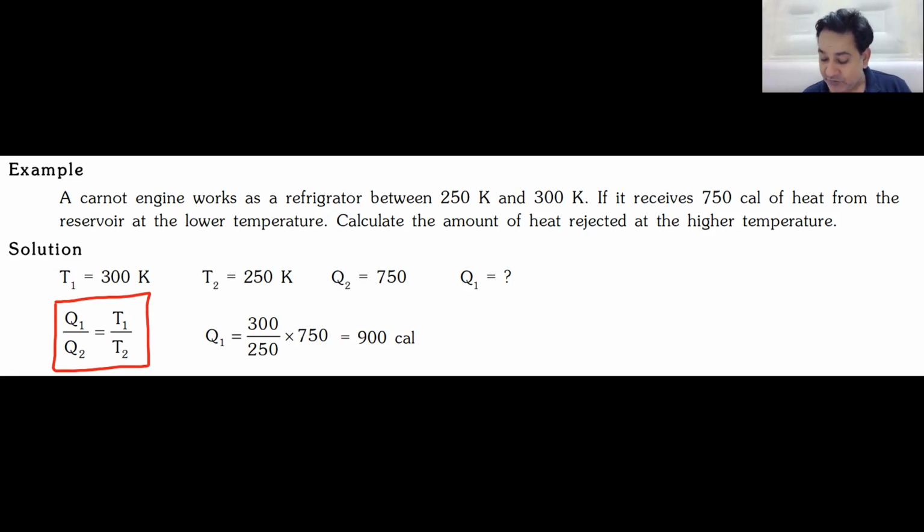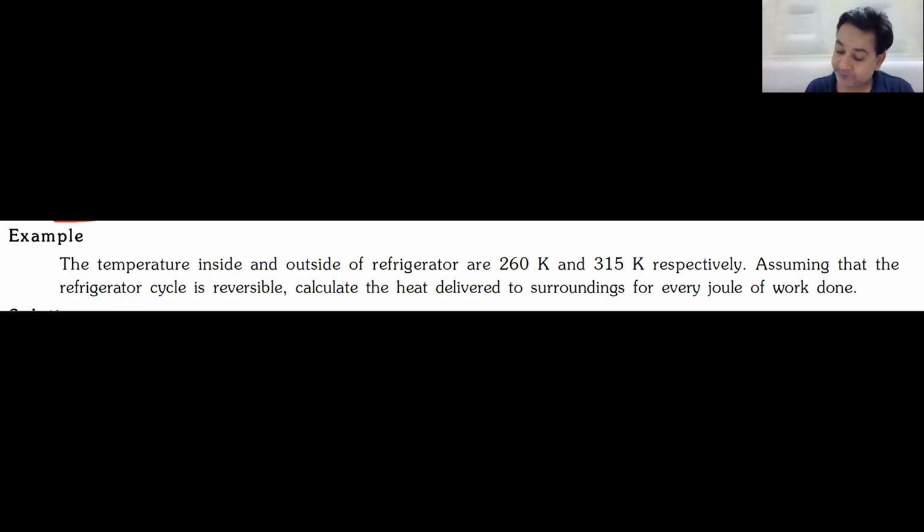Yes, sir. Why am I doing this question? Because I feel that this time probably a question on heat engine or refrigerator is going to come. And this one, can you do it now? The temperature inside and outside of a refrigerator are 260 and 315 Kelvin. Assuming that the refrigerator is reversible, calculate the heat delivered to surroundings for every joule of work done. Same thing asked in a different way.